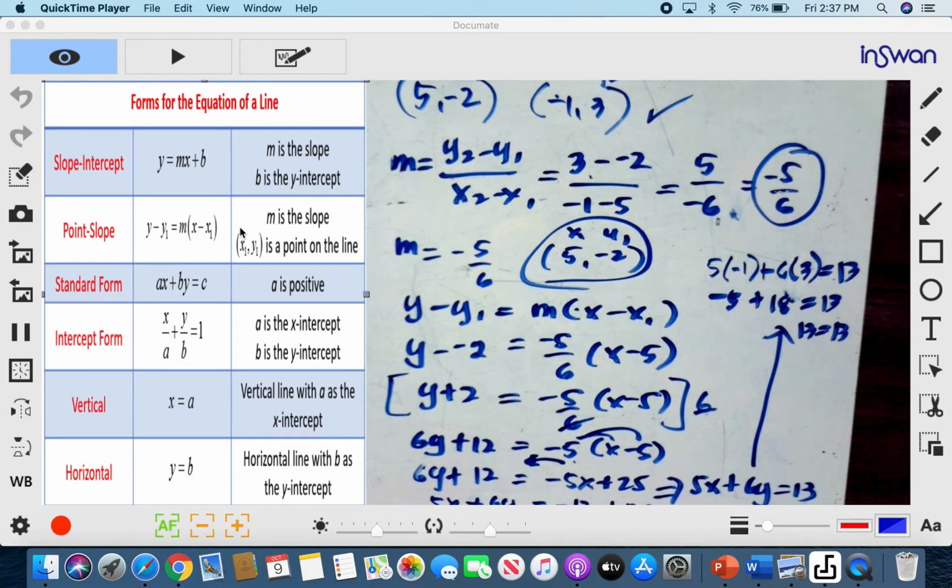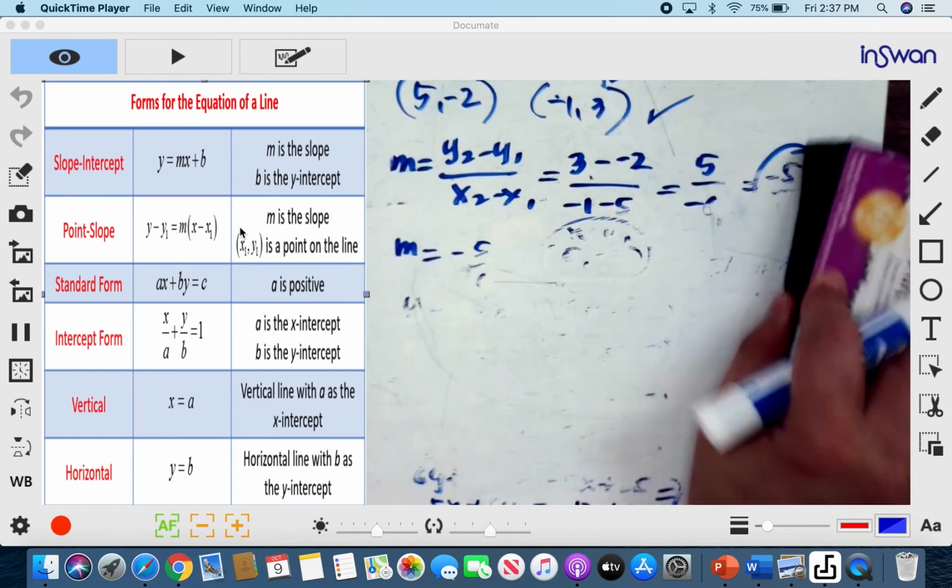So when you have 2 points, find the slope first, choose one of the points, plug in the point slope form, and then when you want to check it, use the other point to check whether you did the right thing. Okay?